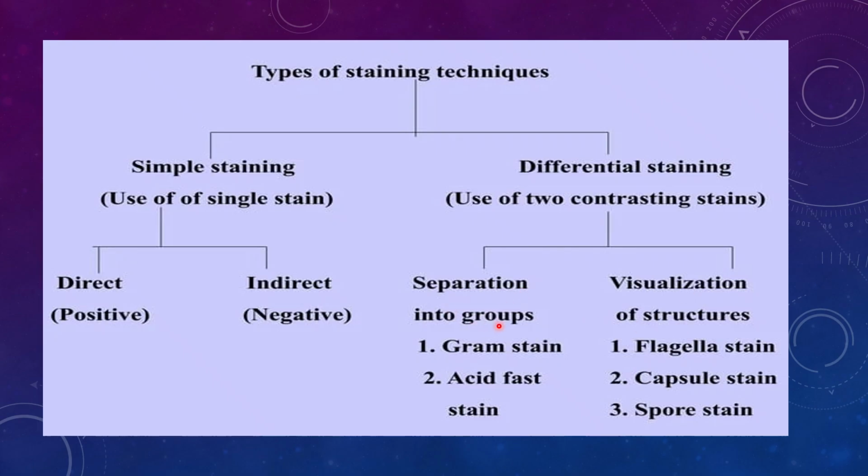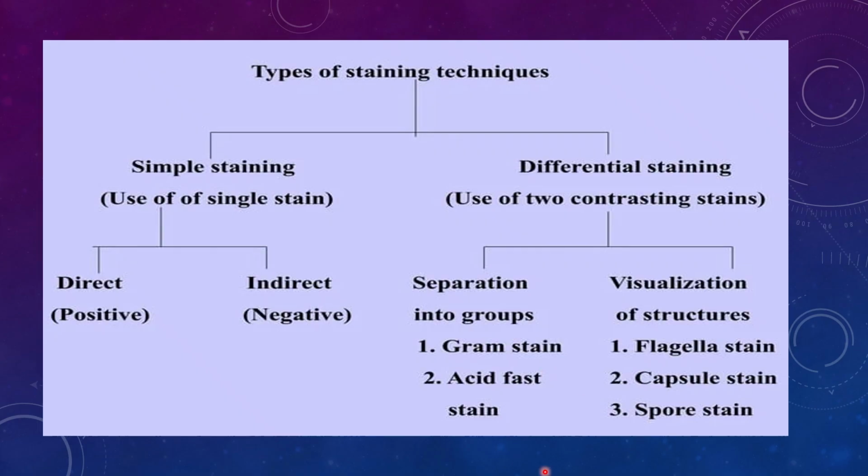The first one is separating into groups. First one is gram stain. Gram stain means when you take bacteria especially, there are two groups of bacteria, that is gram positive bacteria and gram negative bacteria. So this gram stain is done to differentiate gram positive from gram negative, and it gives different colors. Gram positive gives one color, gram negative gives a different color in the same slide, so that you can easily know which is gram positive, which is gram negative. You're separating into groups here.